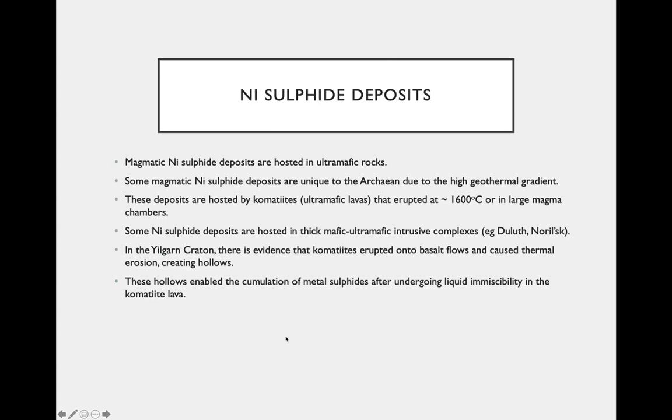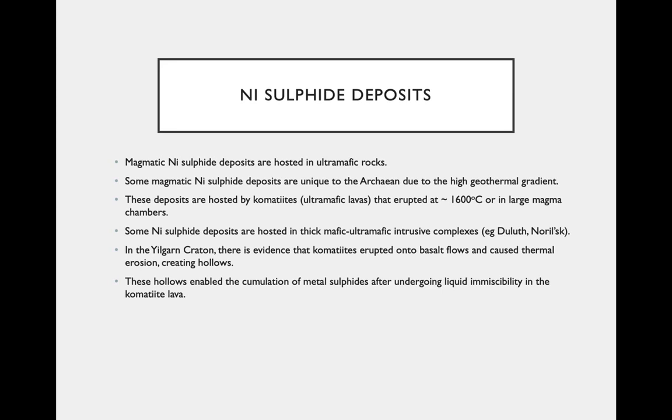Okay, so nickel sulfide deposits, quite a common style in Australia. These are hosted in ultramafic rocks, so they're very common in the Archean. The reason for that is that in the Archean we had high geothermal gradients in the mantle, so we could actually produce ultramafic lavas at temperatures of like 600 degrees. These are called komatiites, fancy word, and they're very common in Western Australia. Some of our Western Australian students might have seen them. They're very hot, high magnesium lava flows.